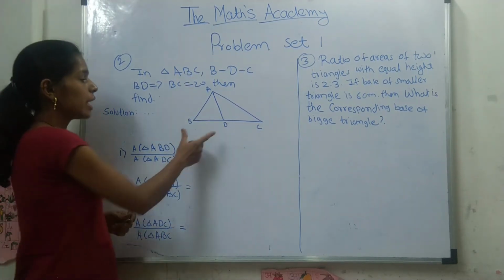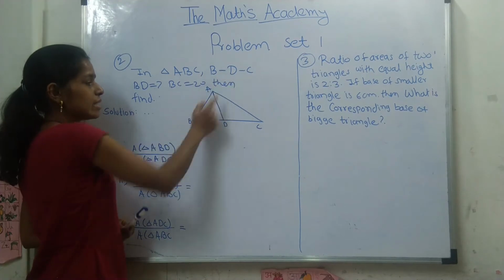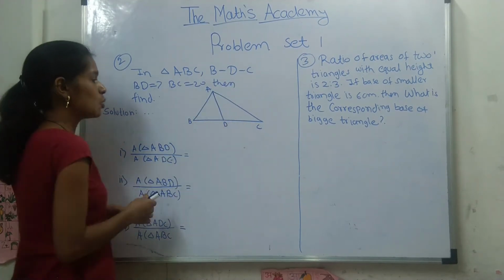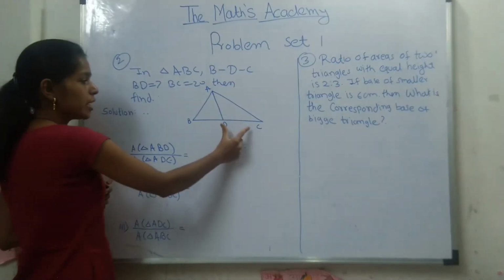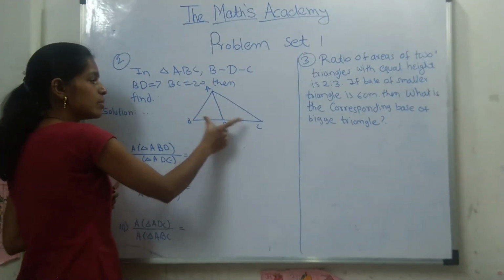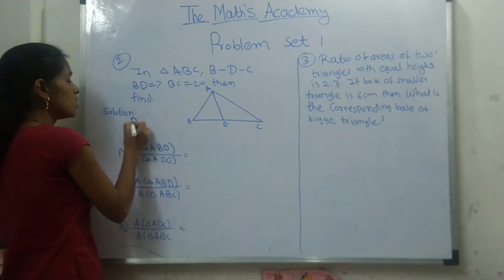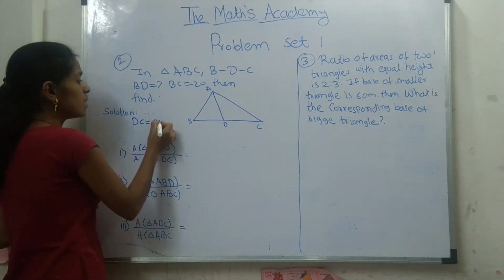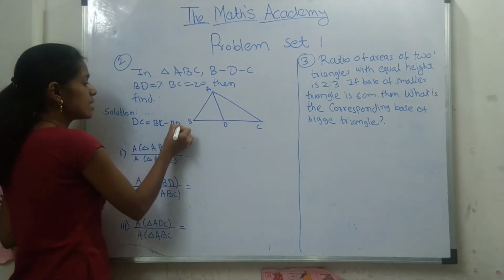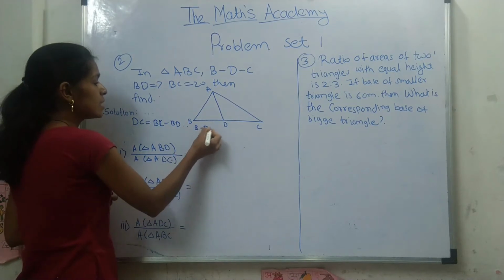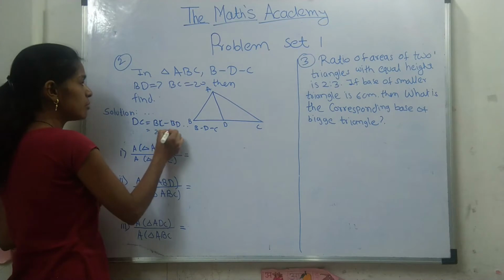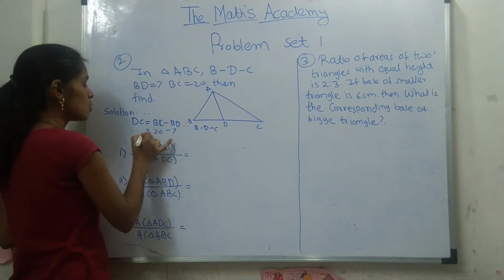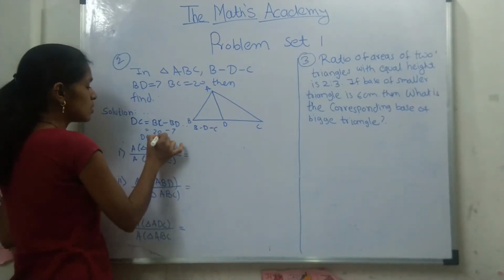Now we know that if B-D-C, it means BD plus DC is equal to BC. So to find DC, you have to subtract BD from BC. So DC is equal to BC minus BD, since B-D-C. Here BC is equal to 20 and BD is equal to 7, so therefore DC is equal to 13.